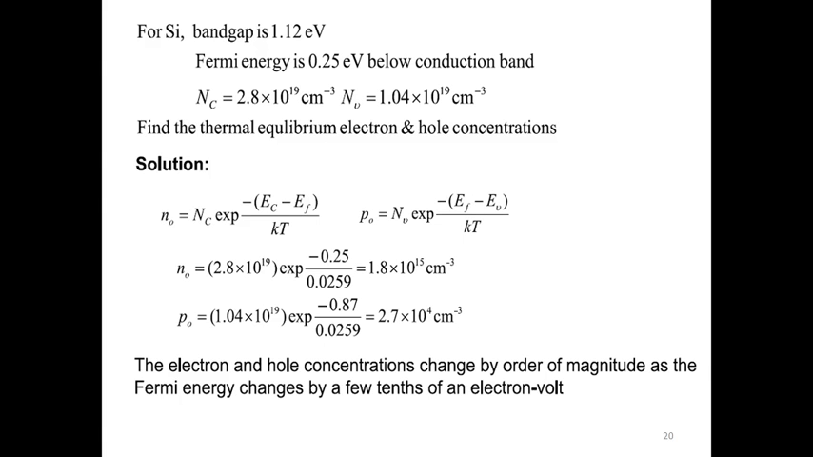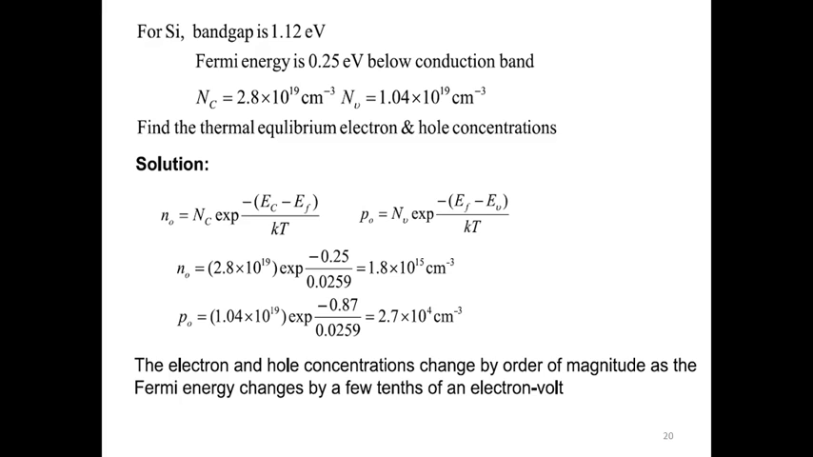Then we will go for another example of silicon. The band gap we know is 1.12 electron volt. Nc and Nv, the effective density of states in the conduction band and the effective density of states in the valence band, are given. Then we have to find the carrier concentration at thermal equilibrium for electrons and holes. This formula we have already gone through: n naught is equal to Nc exponential, and p naught is equal to Nv exponential.